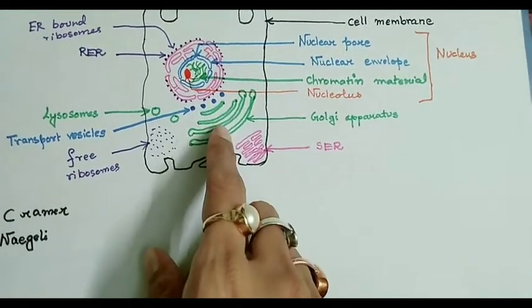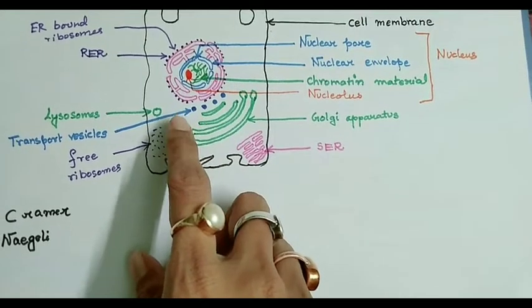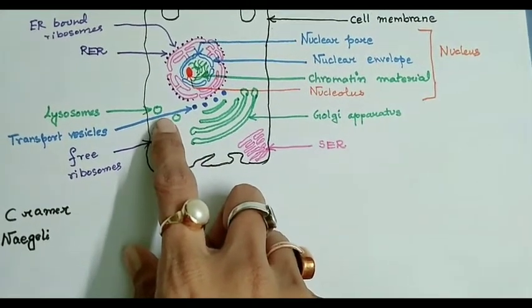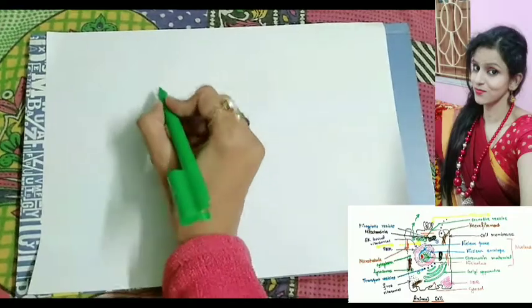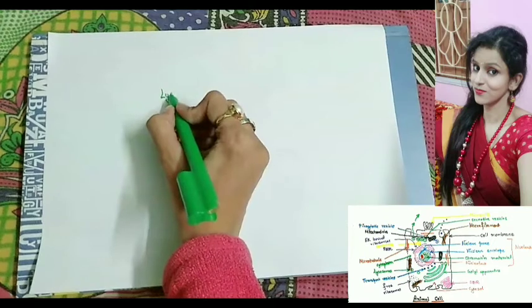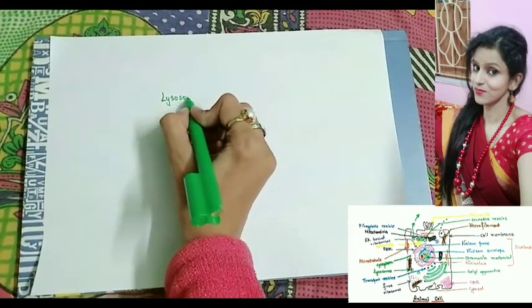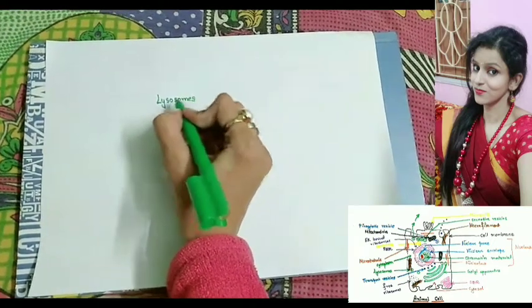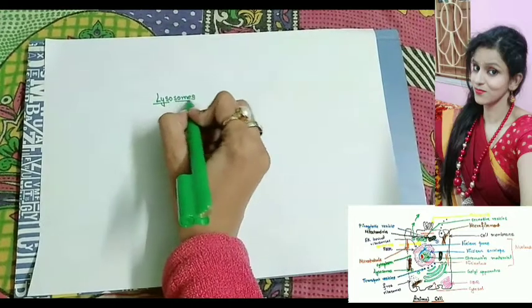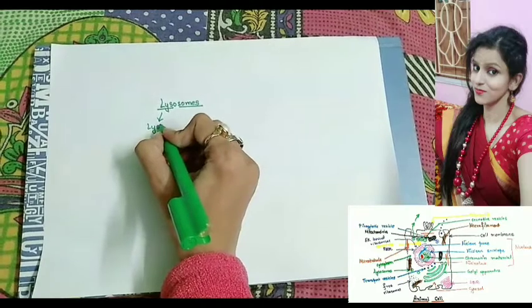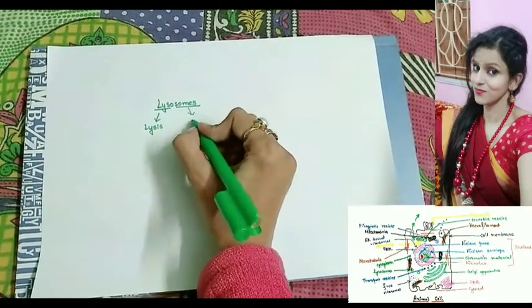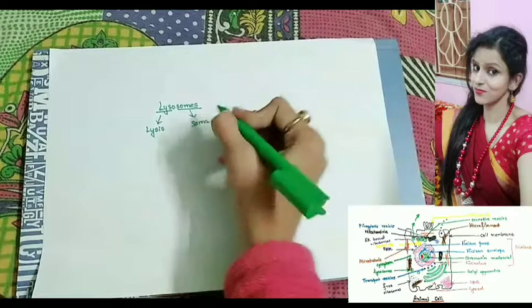That you have to remember. Okay, and now I will discuss this lysosome. So let me take another page, and here I am going to discuss the word lysosome. Now lysosome is actually made up of two portions. The part lyso means lysis, and soma means a body.